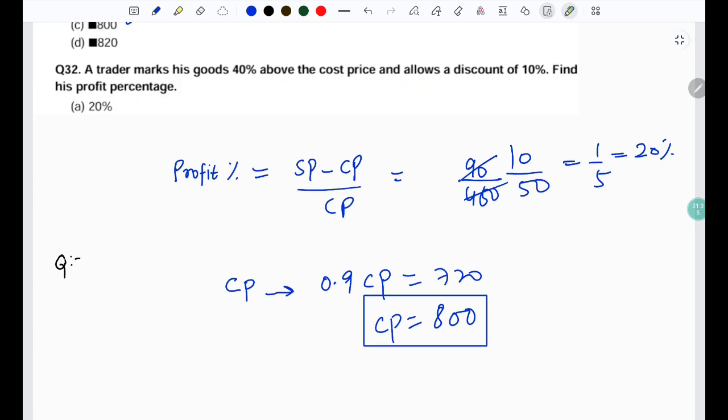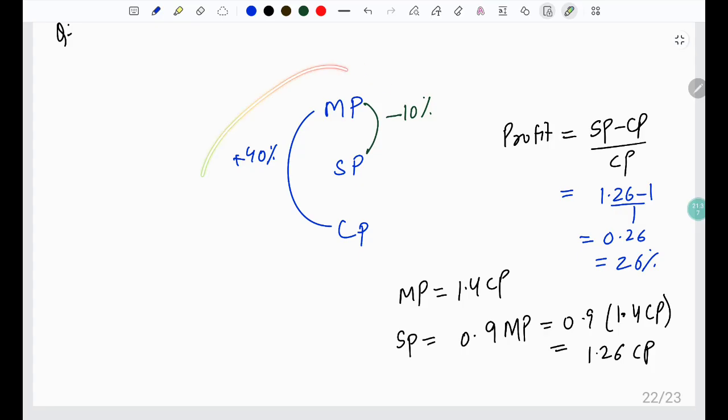We have to find out the profit percentage. So you see, we follow this chart or this flow where we keep CP, above it we keep SP, and then above SP we keep the marked price, because the shopkeepers increase the selling price and then offer a discount over the marked price, and that is his selling price, over which he earns a certain profit.